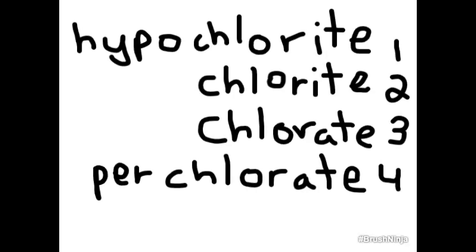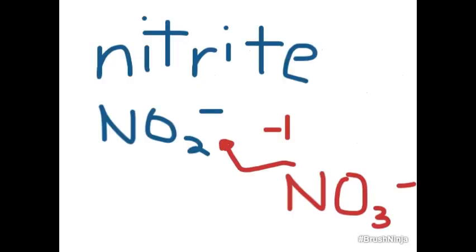These prefixes can show how much fewer oxygens you must put in the polyatomic ions. So in nitrite, it will be NO2, which is 1 less than nitrate, which is NO3. There are some more prefixes for polyatomic ions, which I will state now in order.